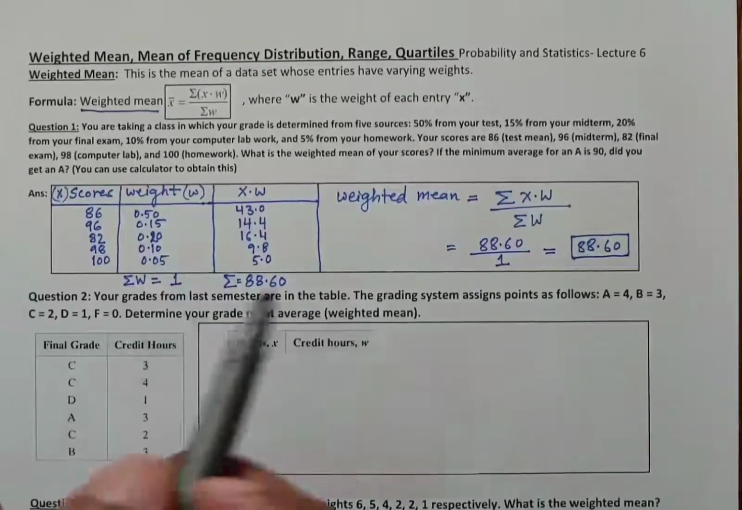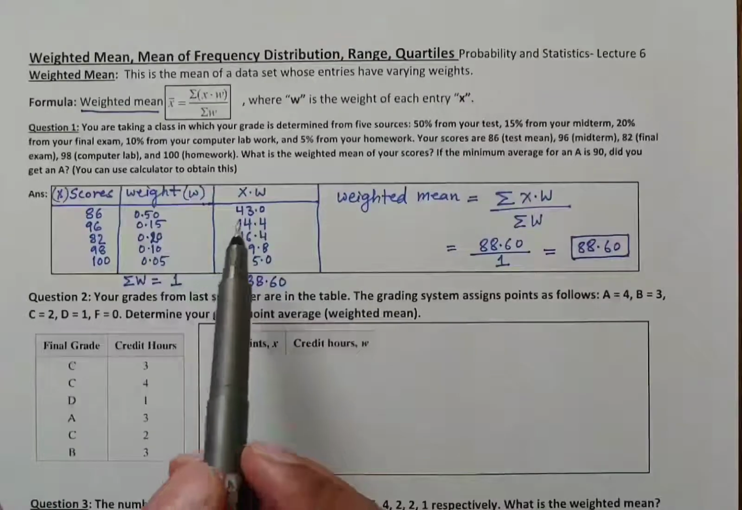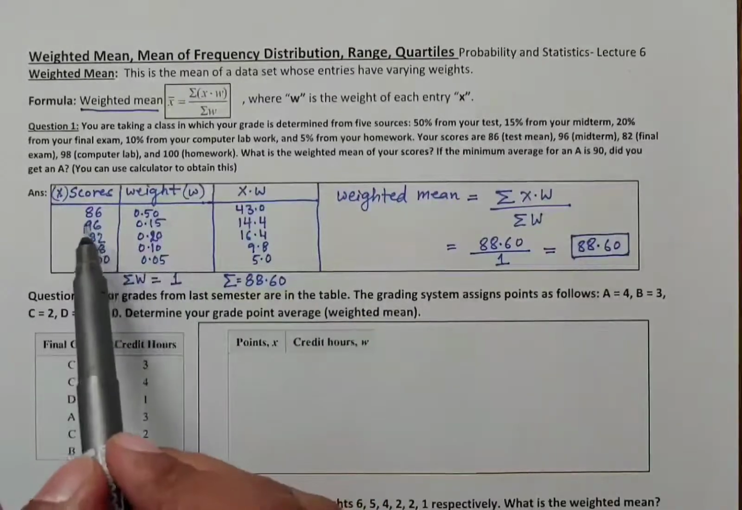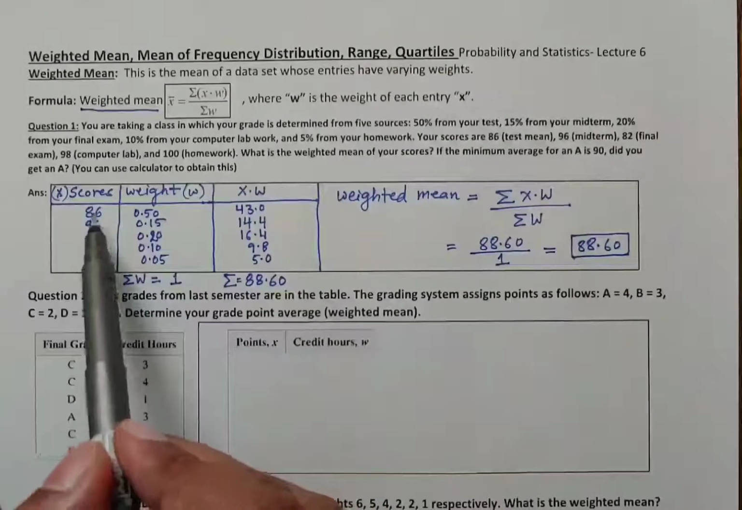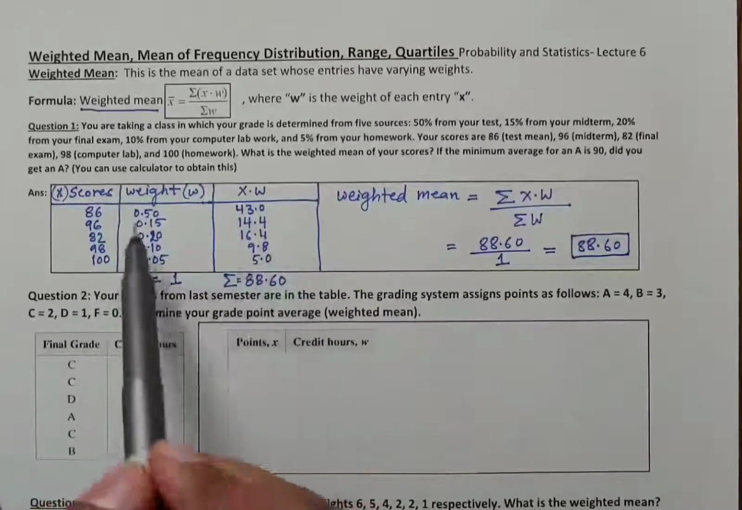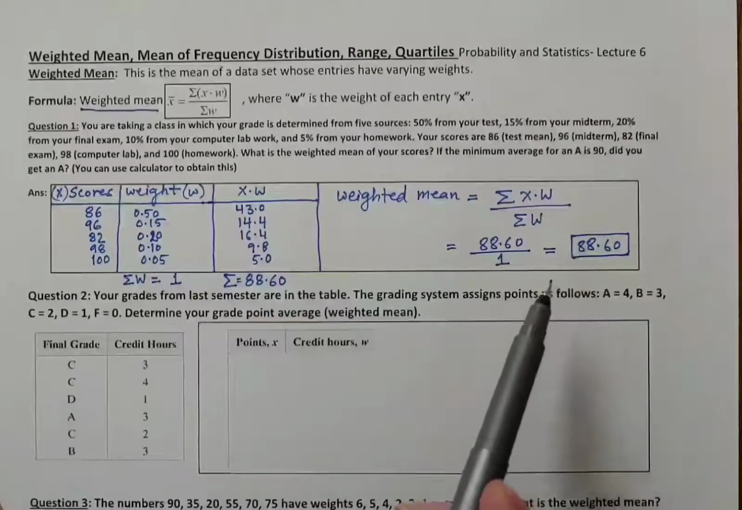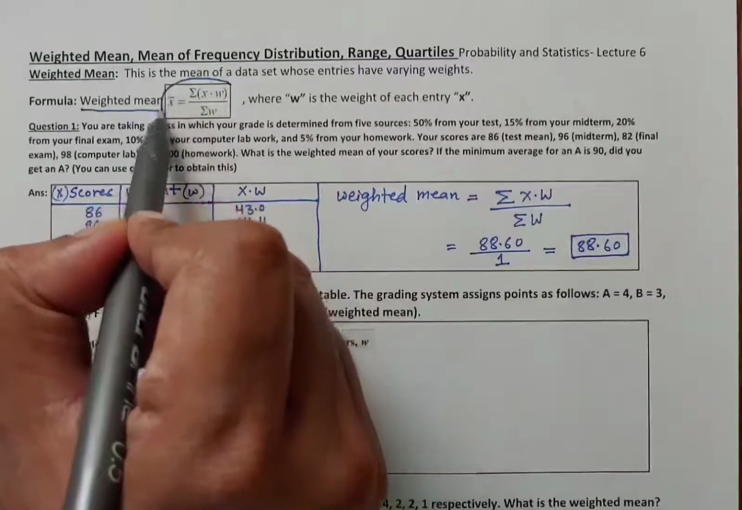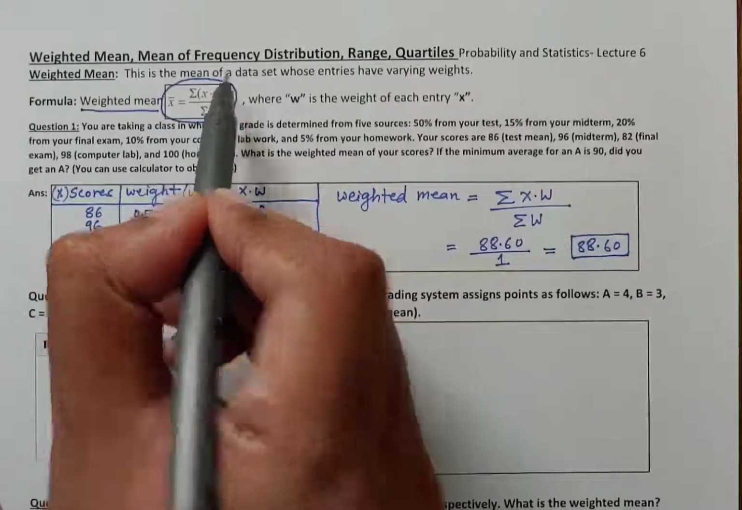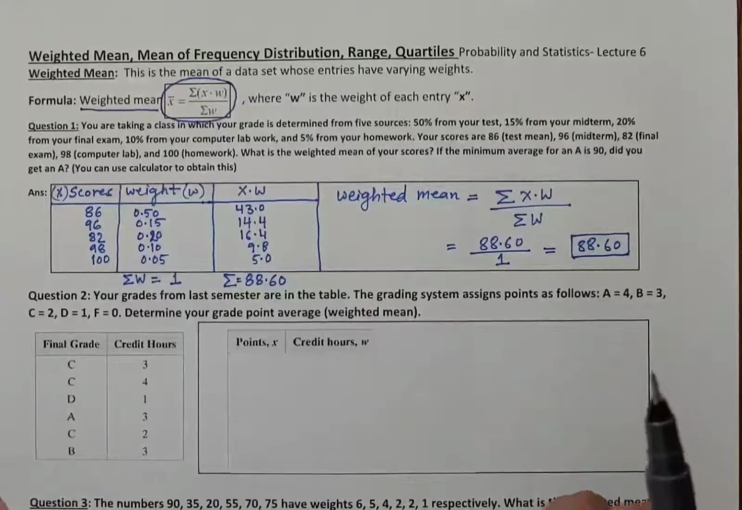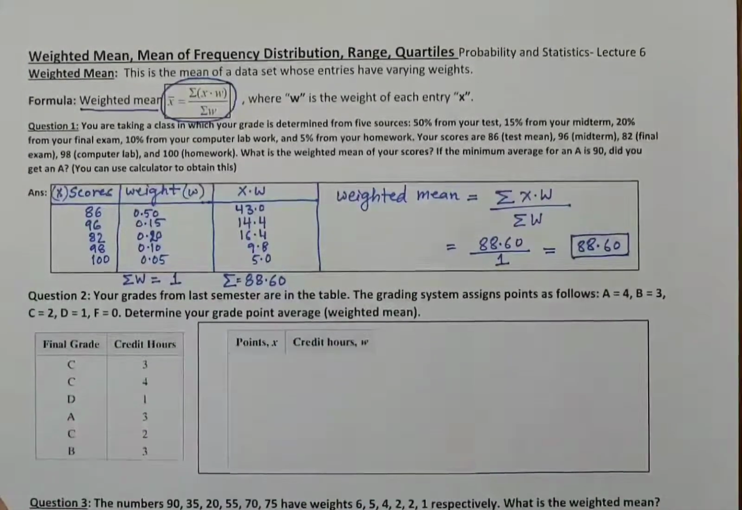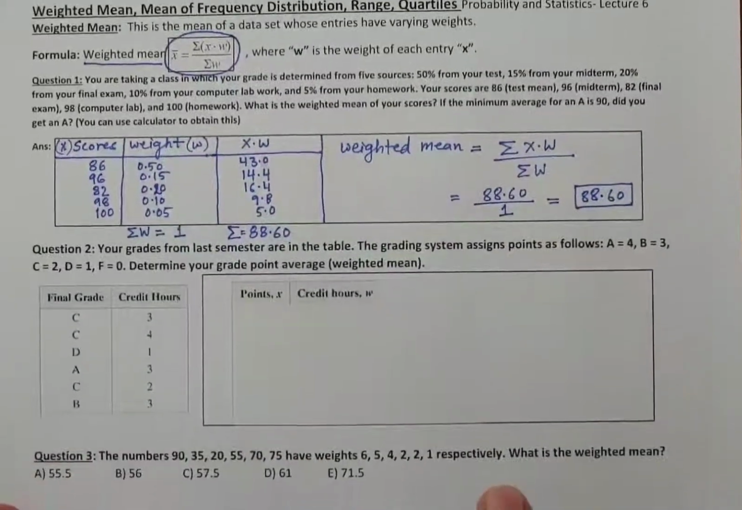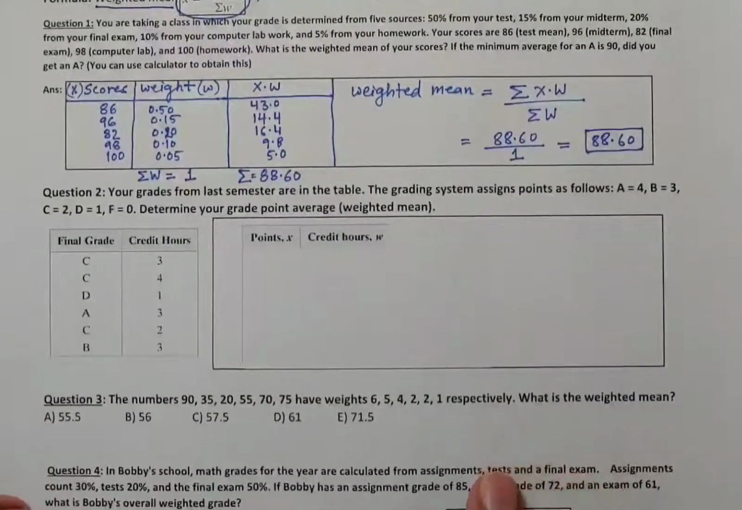So that's how we do it. The percentage is the weight, the scores are X; multiply, add, and then divide. This formula is what we apply to find the weighted mean. All right, now let's see the next question.